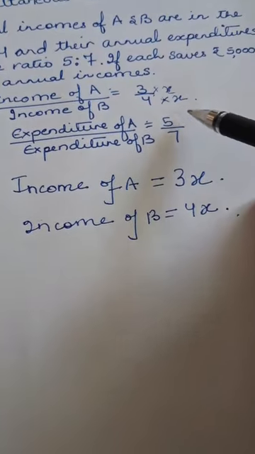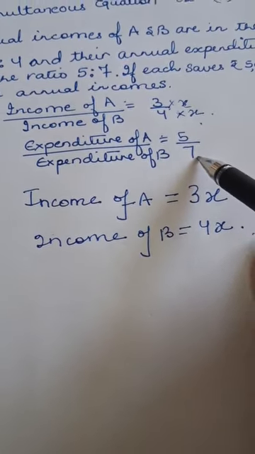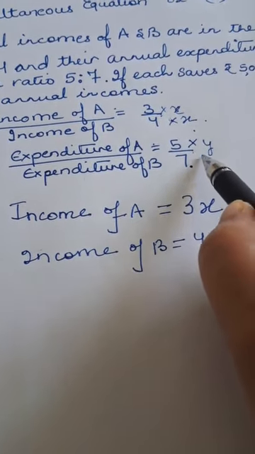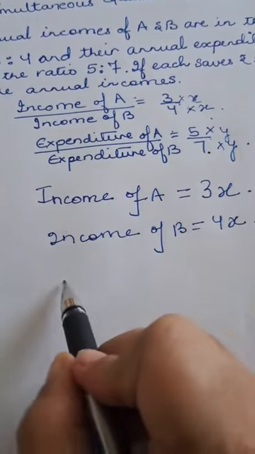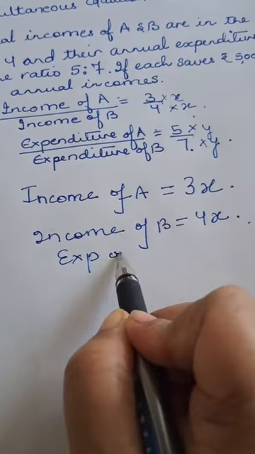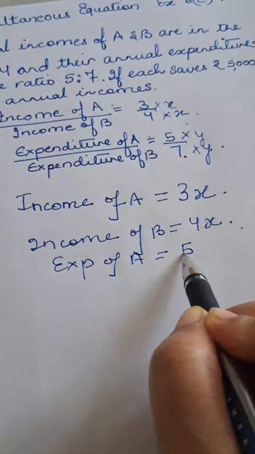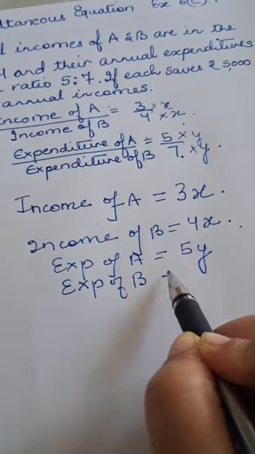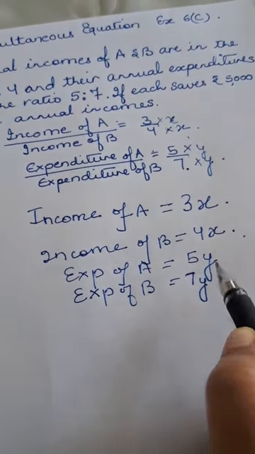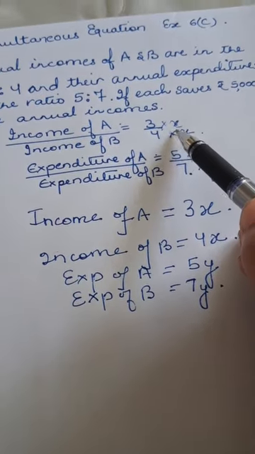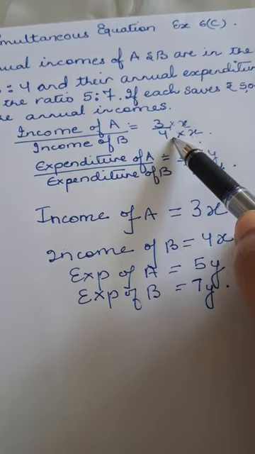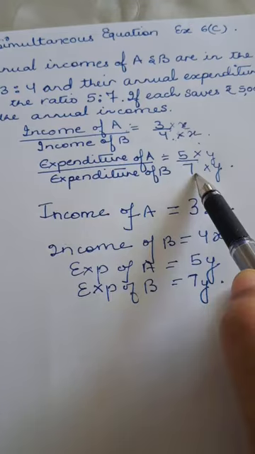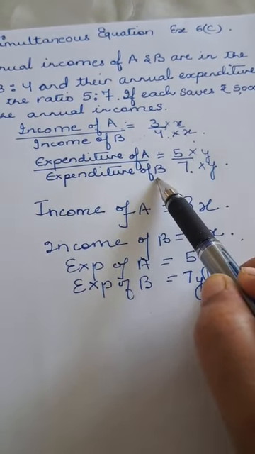Same way, I will multiply the other ratio of expenditure with another constant to get the actual expenditure. So I'll multiply 5 with y, say, and 7 with y. So I'll get expenditure of A as 5y and same way expenditure of B as 7y. We multiply the terms of the ratio with one constant to get the actual income, and with another constant to get the expenditure of both persons.